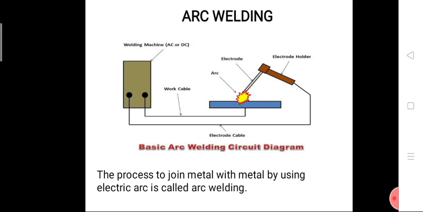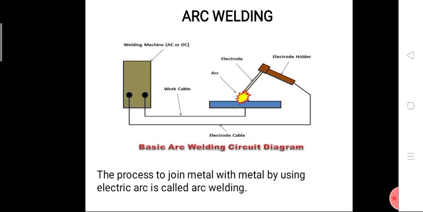So for continuation of the arc, we provide that gap, 0.5 D to 1.5 D. Due to continuation of the arc, intense heat will be generated. Due to that intense heat, the electrode is melted and the workpiece is also melted. The melted electrode fills the gap between the workpieces. Due to that, there is a fusion of melted electrode and workpiece gap. It means the ends of both workpieces are melted, and in that there is deposition of melted electrode.